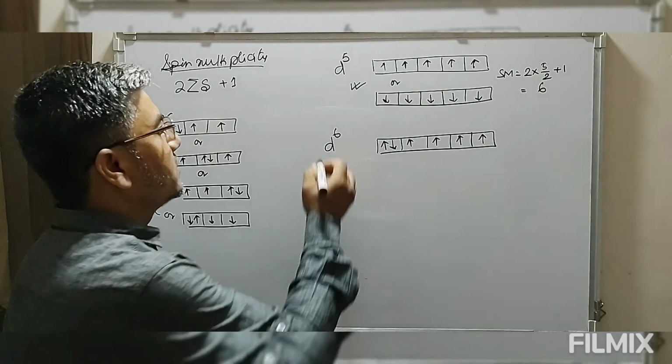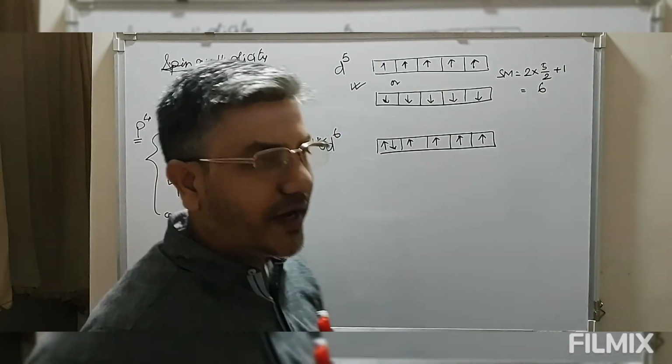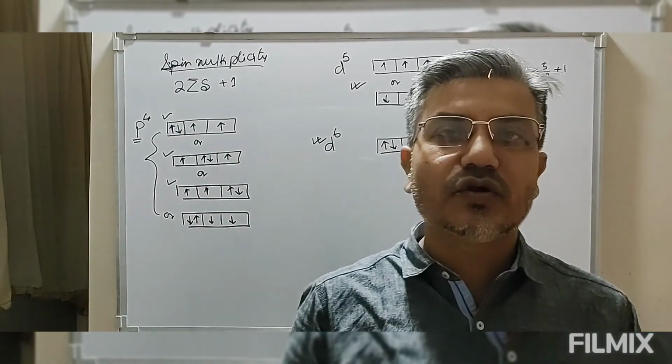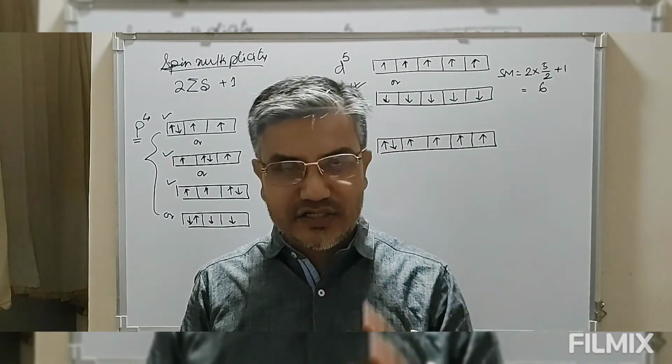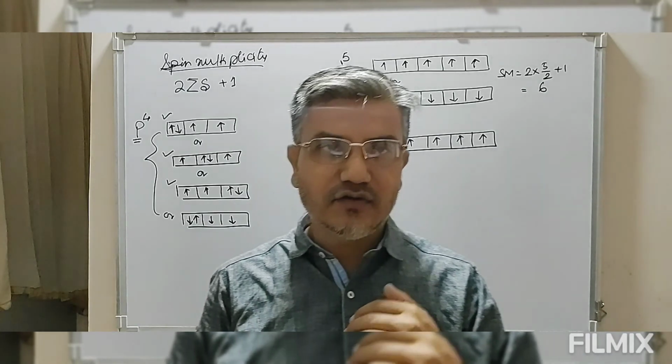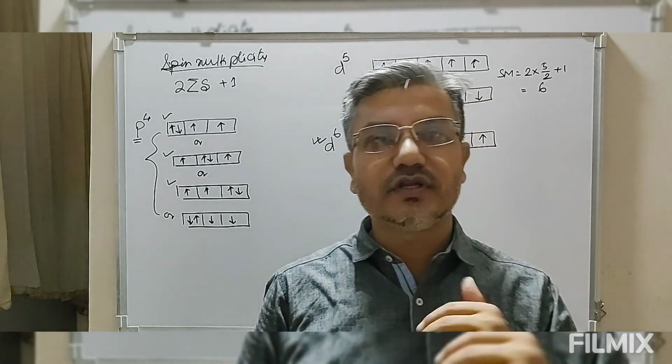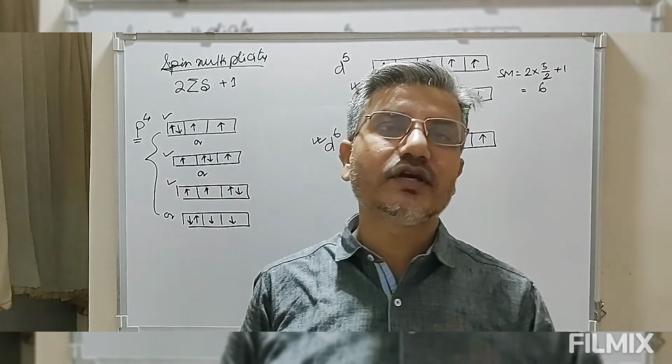So this is rule number 3. While writing electronic configurations, we have to follow these 3 rules strictly. Any violation of these 3 rules will not give a possible electronic configuration.